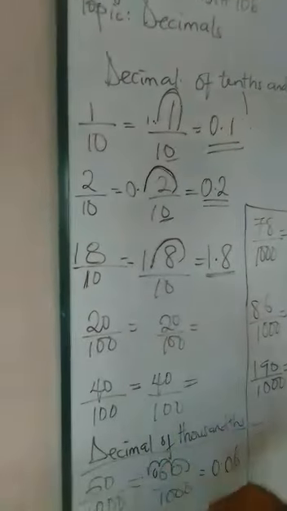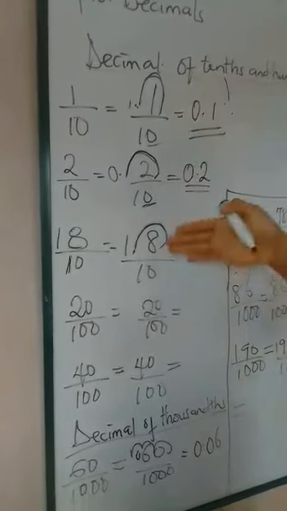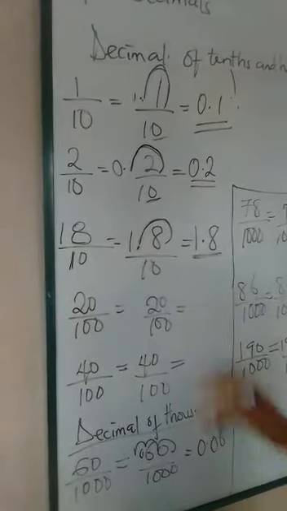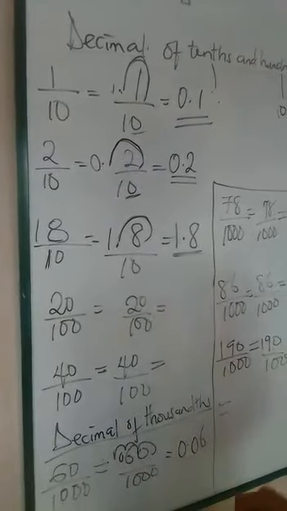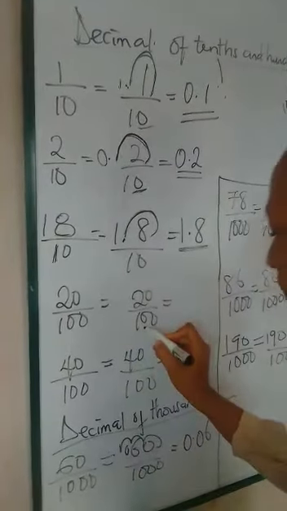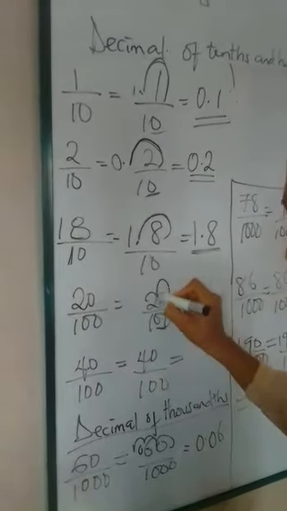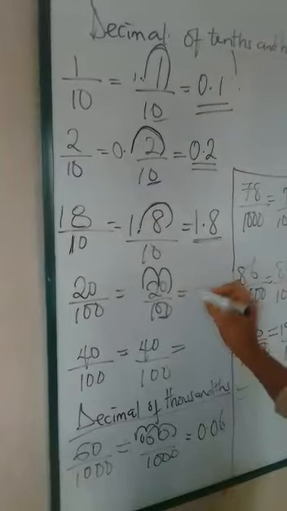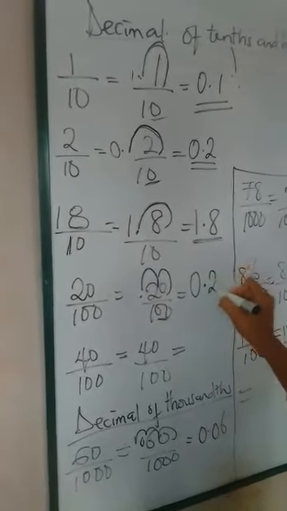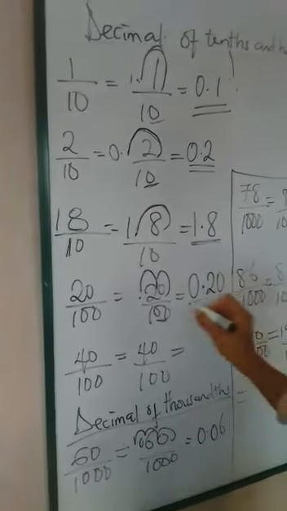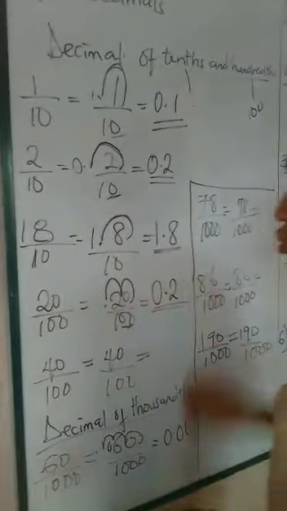Now, decimal of hundreds. I have 20 over 100. Using the example that I've given you previously, how many times will I move my decimal point? This is 100. That means I'll move my decimal point 2 times from my right: 1, 2. So I have my answer as 0.20. Remember, 0.20 is the same as 0.2.